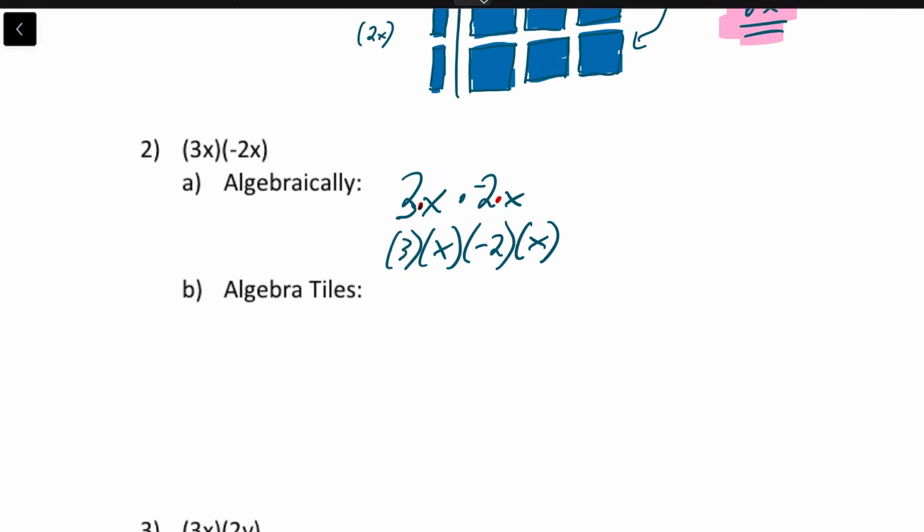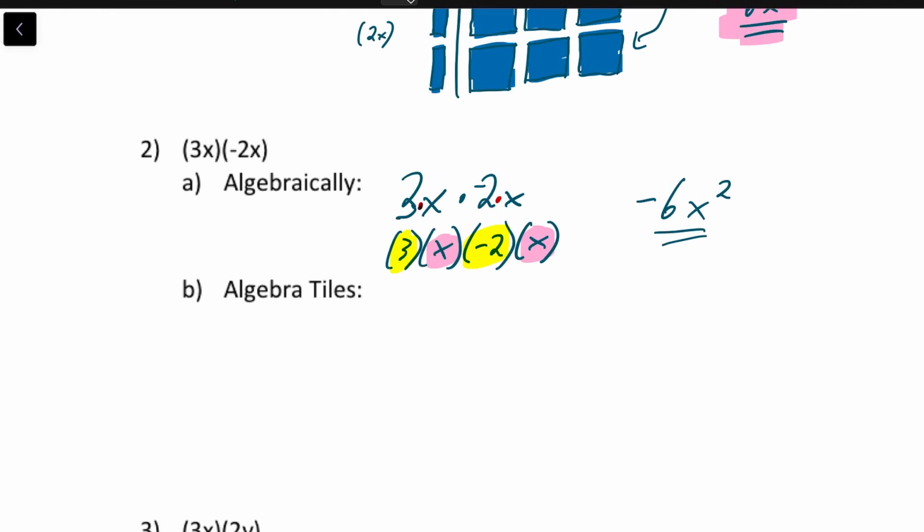And so I can take the coefficients, the two numbers, not the variables, and multiply them together. 3 times negative 2 is negative 6. All right. And then the two variables I can multiply together, especially if it's the same variable multiplied by itself. x times x gives me x squared. All right, so that's our answer here.